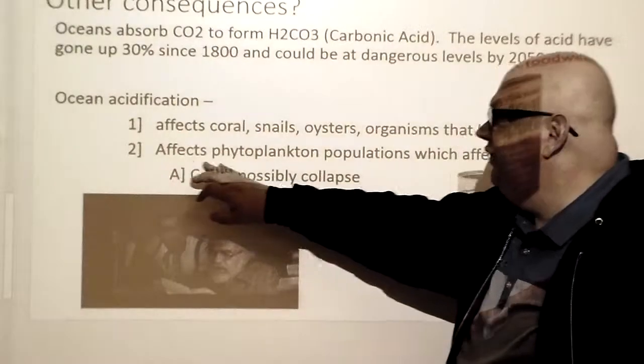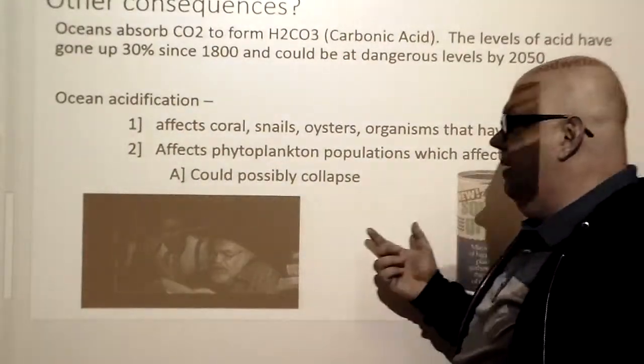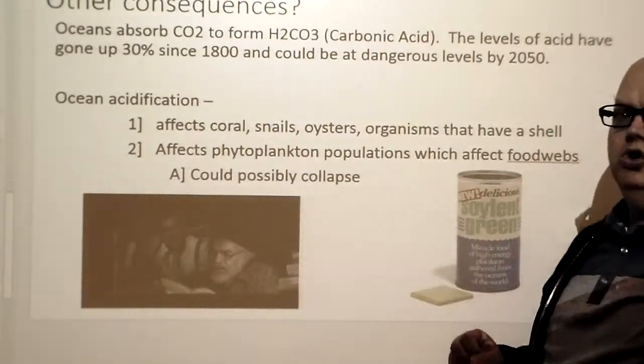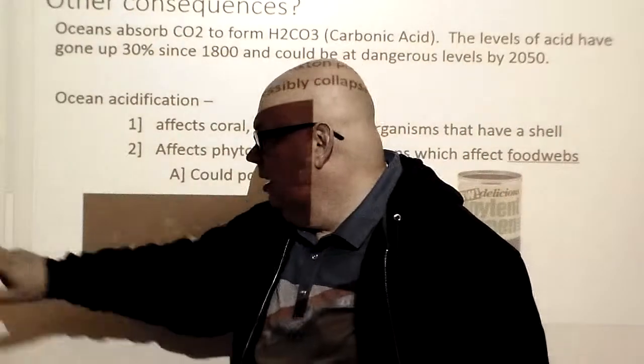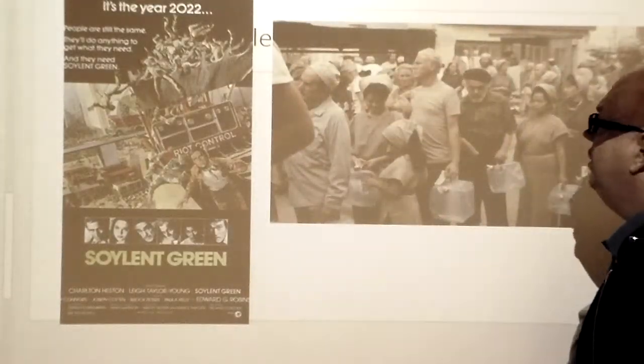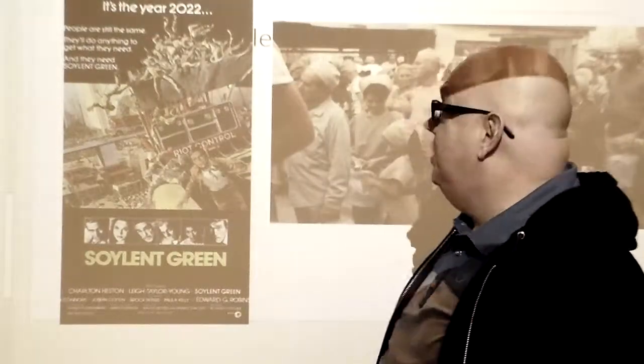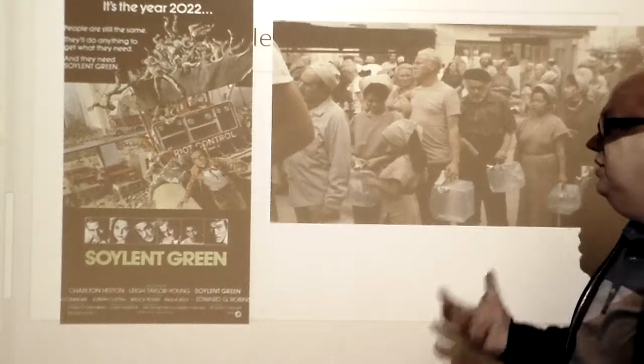We talk about affecting phytoplankton populations, which affect the food webs. This could possibly collapse. And this is a reference to a movie called Soylent Green, which was done in the 1970s. Okay? So it's kind of funny, it was done in the 1970s, and here we are almost at the year 2022. But the conditions were that the Earth underwent climate change, and their food was scarce, prices were ridiculously high, people were eating something called Soylent Green, and they were harvesting it from the phytoplankton in the oceans.